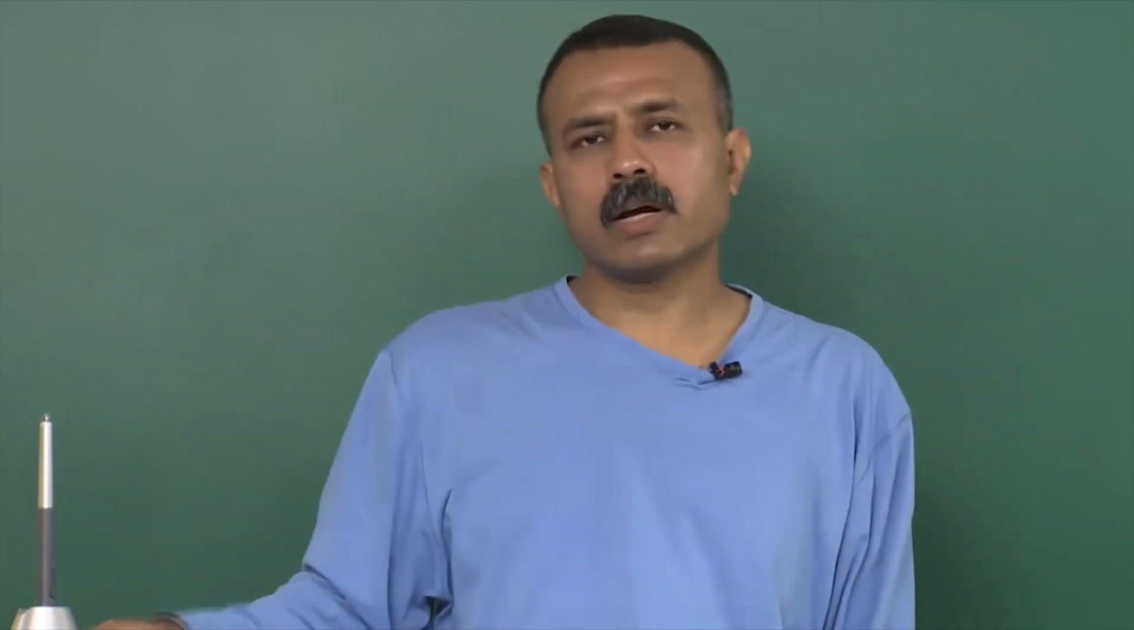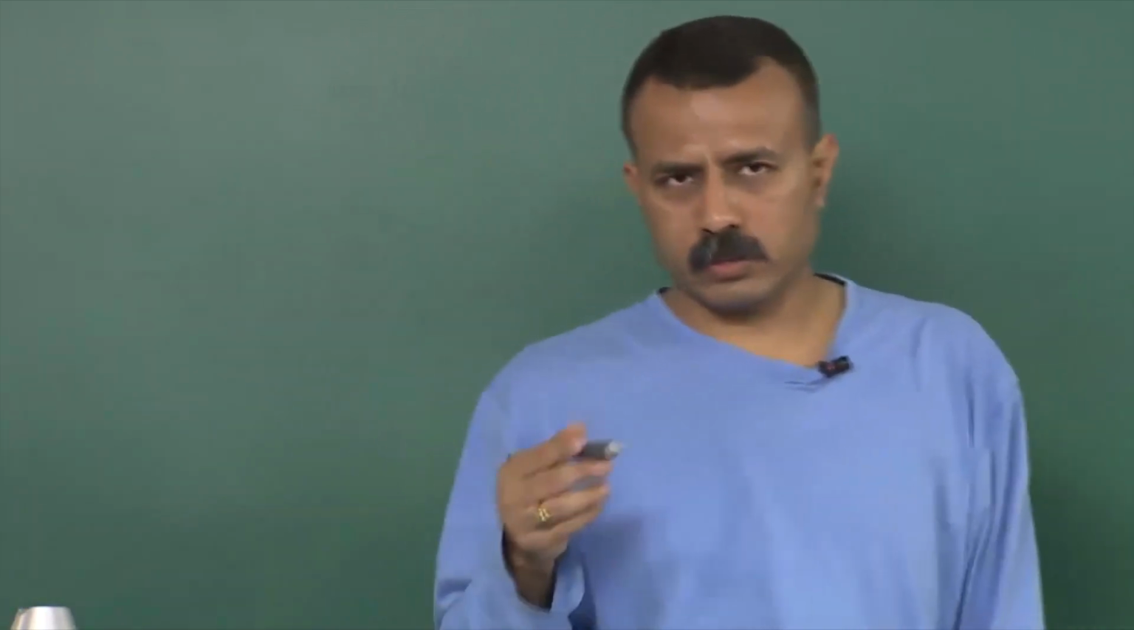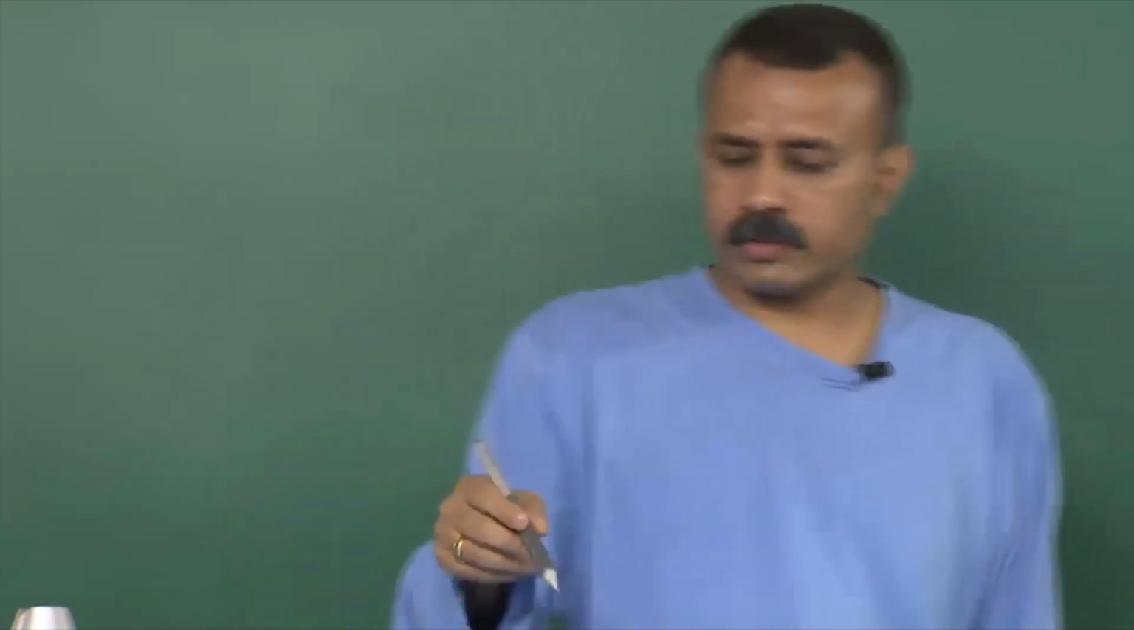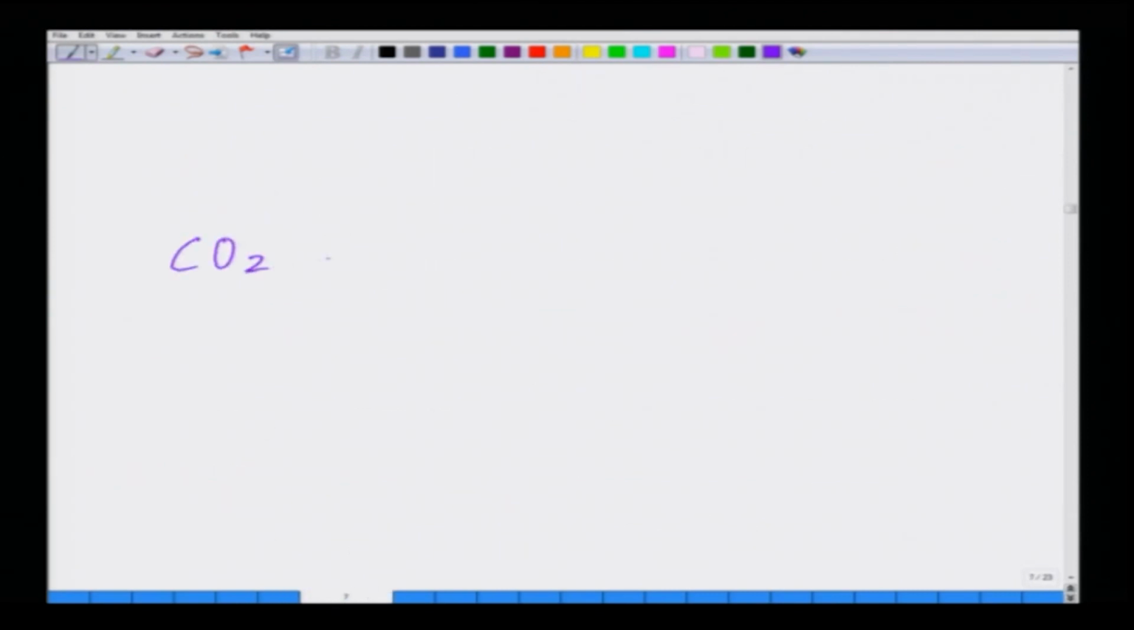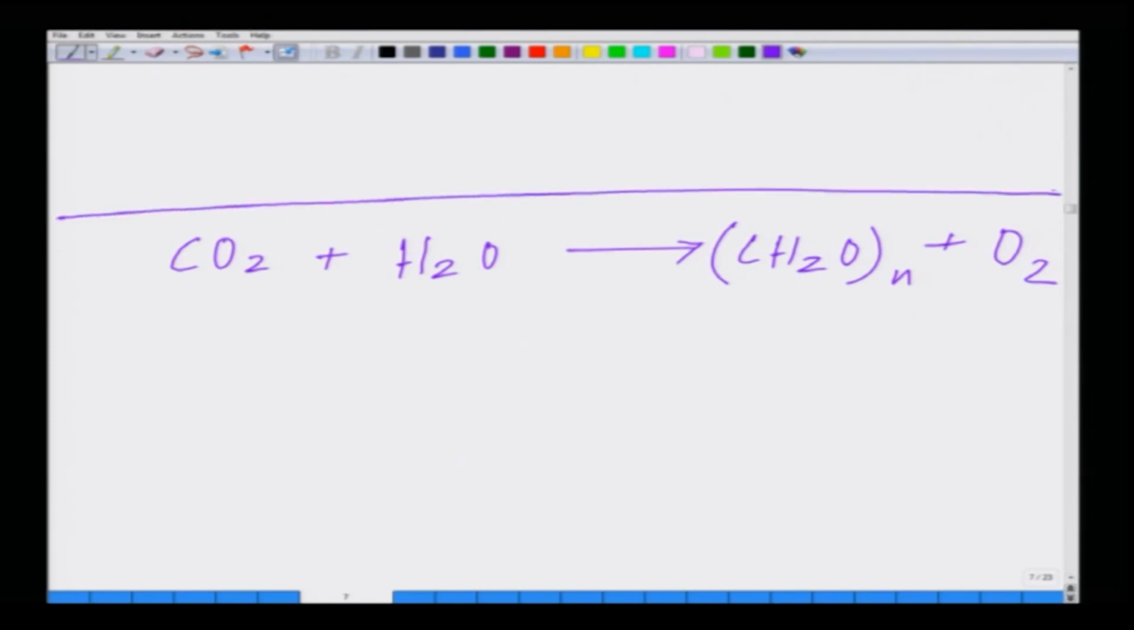Okay? So let's start with it. We are done with the structure of the chloroplast and the basic reaction, and let's now move on to the discovery of the basic reaction: CO2 plus H2O forming CH2O plus oxygen. As far back as 1700s, the fact that plants release oxygen was discovered by Joseph Priestley.